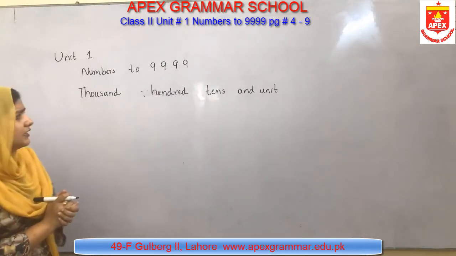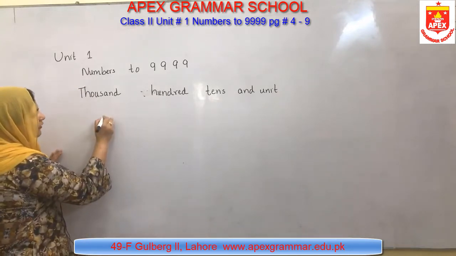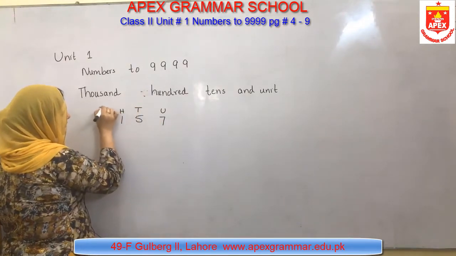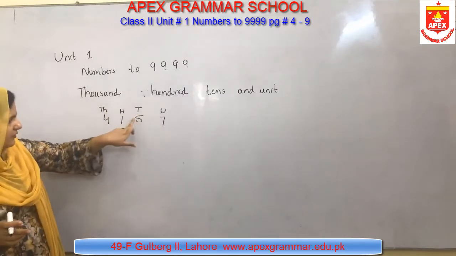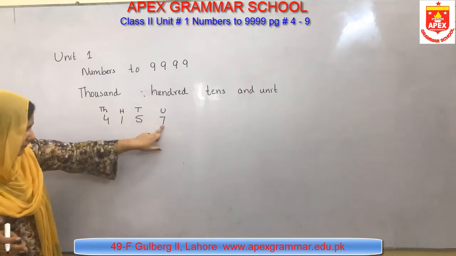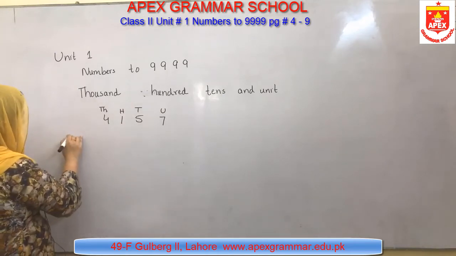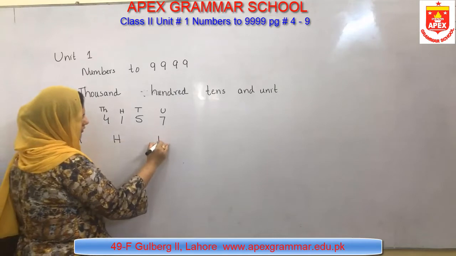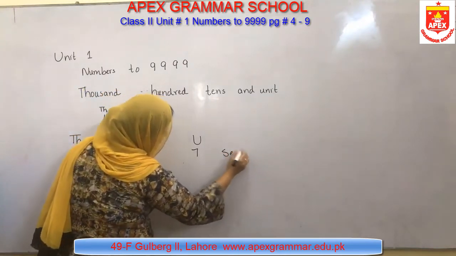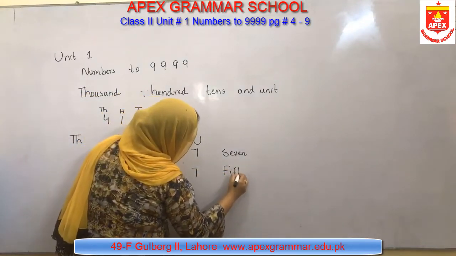If any number has four digits, it means this is the thousand digit. Start with thousand: 4, 1, 5, 7. If we write thousand, hundred, tens and unit: if the first number is in the unit place, then this is 7. If it is 5 and 7, it means 57.